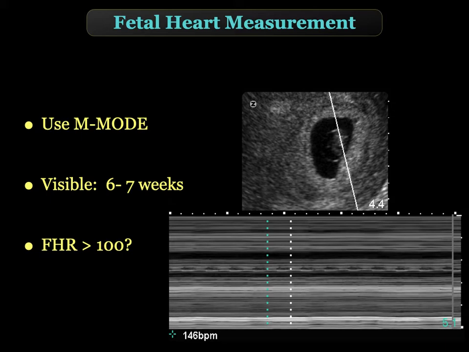The fetal heart rate should be greater than 100. If the fetal heart rate is less than 100 at 6 weeks, there is a very high risk of miscarriage in these patients. You never want to use Doppler to measure the fetal heartbeat due to the theoretical risk of fetal tissue heating. Again, anytime you want to measure the fetal heart rate, please use M mode.